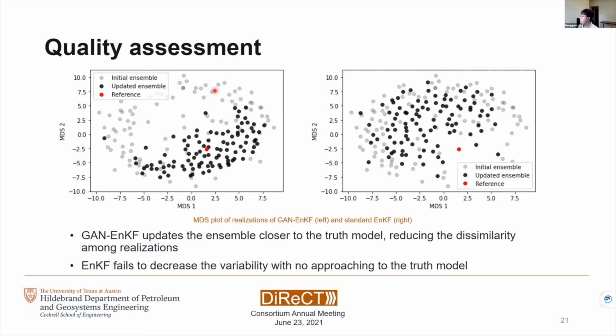So light gray are the initial ensemble, and the red is the reference model. After we update the GAN ensemble Kalman filter, they successfully move their ensemble near the red point, and also they shrink their uncertainty somehow. But on the right-hand side, the standard ensemble Kalman filter doesn't have much significant update in the end, and there are not many points near this reference model.